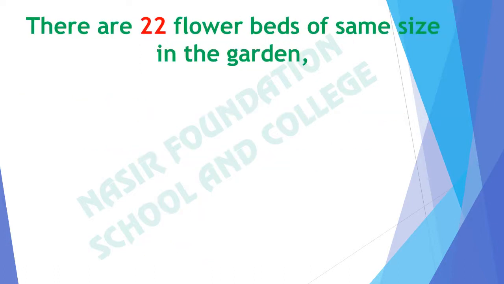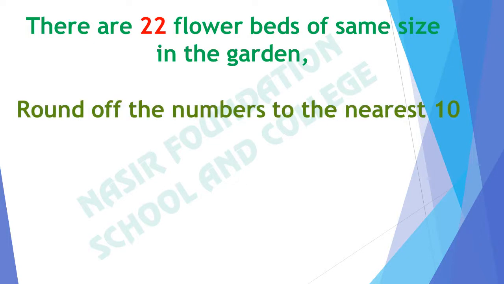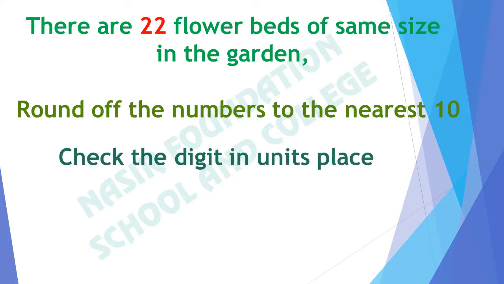There are 22 flower beds of the same size in the garden. Now we will round off this number to the nearest 10. Now we will check the digit in the units place. In the units place there is 2. Now compare it with 5 and tell me the answer. Is it greater than 5 or less than 5?